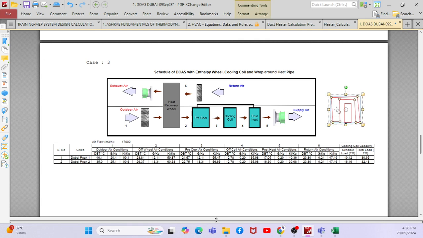This is separate equipment. What will happen? The refrigerant will be flowing through both directions. So when it flows through both directions, it depends upon the type of temperature.